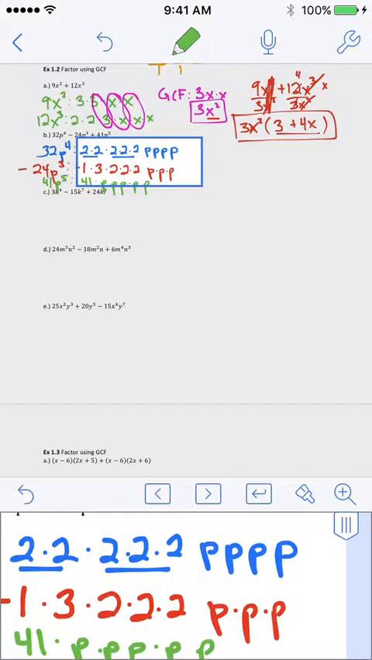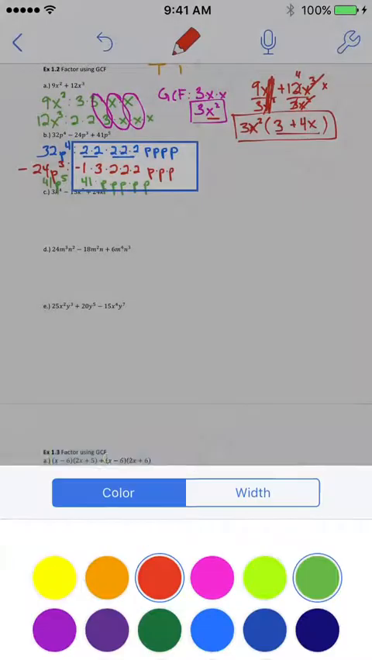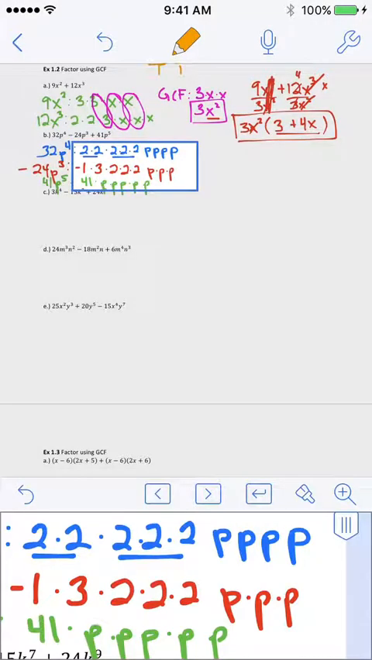Alrighty, let's take a look at what they have in common now. This is very, very important though. When I'm looking at what they have in common, it has to be common to every single term, okay?